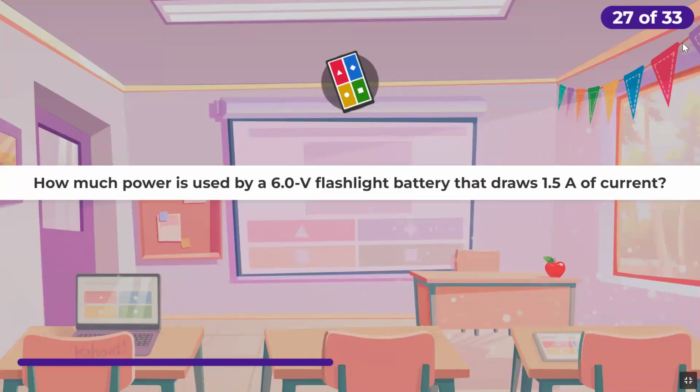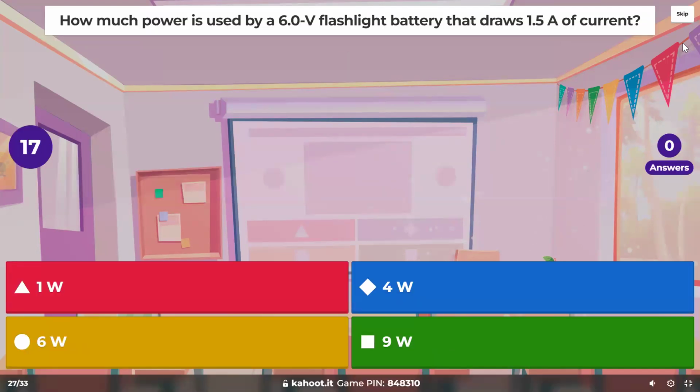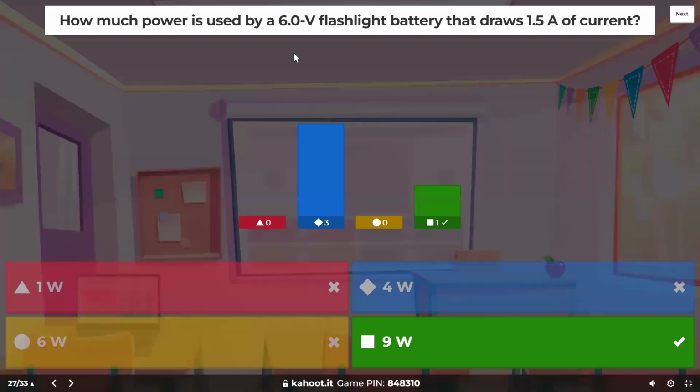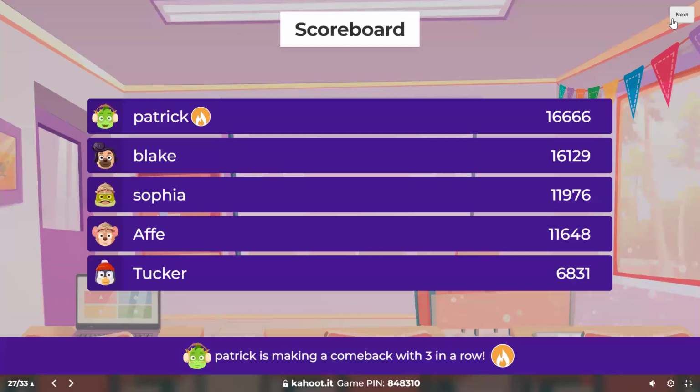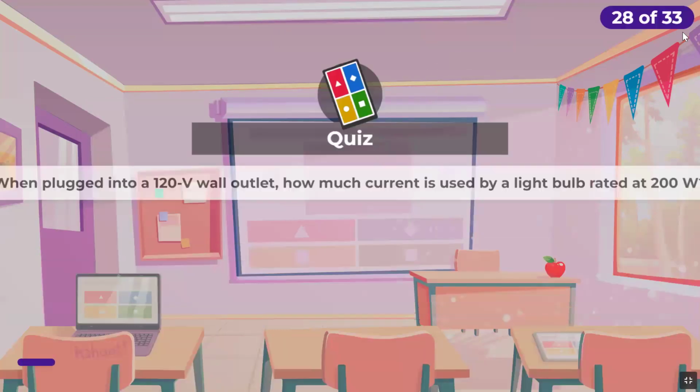How much power? Oh, Joule's law time. How much power does a 6-volt flashlight draw with 1.5 amps of current? Can you guys go P equals IV? Power equals I, which is 1.5 amps, times V, 6 volts. What's 1.5 amps times 6 volts? Yeah, 9 watts. You guys see Joule's law says P equals IV? I, current, 1.5 amps. V, voltage, 6 volts. Okay, you guys got 9 watts? That's Joule's law.